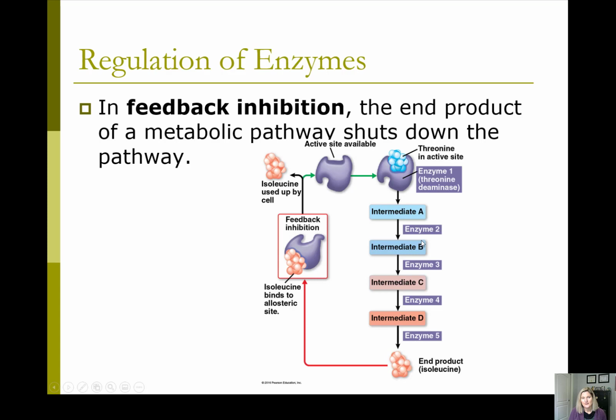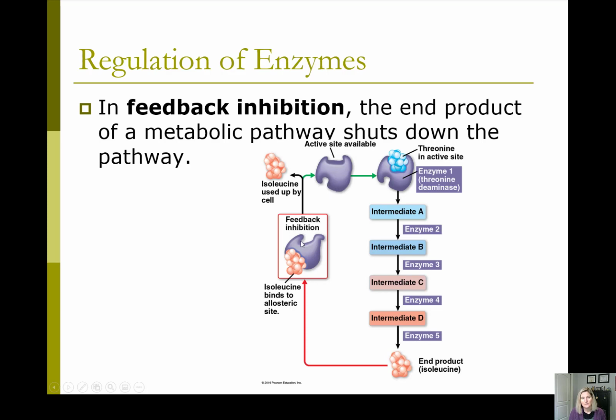that will then bind to another enzyme to have another reaction take place to form another end product, which will then bind to an active site of another enzyme to cause a reaction to form a final product. In this case, the final product is isoleucine. Once we have enough isoleucine circulating, we don't need any more. So the isoleucine will either be used up by the cell, but if there's too much of it floating around, it will bind to the allosteric site of that enzyme.